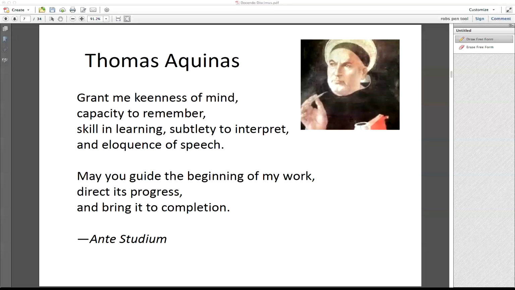Ante studium does mean before prayer, before study. And I think it's appropriate to do this, to ask God for all of these things. And if Aquinas did this, I think we would be in good stead to follow in his footsteps. So may God do that today. Give all of us keenness of mind, capacity to remember, skill in learning, subtlety to interpret, and eloquence of speech. May he guide the beginning of our work, direct its progress, and bring it to completion. Amen.